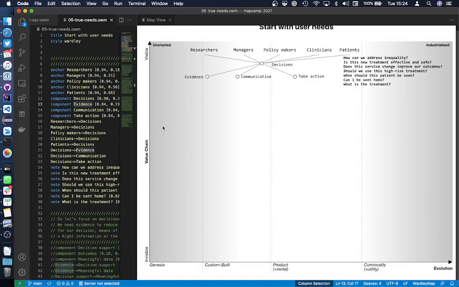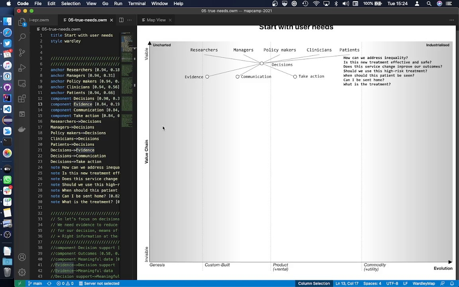So this is the final map actually. I think of users as researchers or managers or policymakers or clinicians or patients, and I'm going to try and draw out some of the parallels here and some of the questions you might be asking. We need to make a decision about, how do we address inequality in our population, or how do we judge that that treatment is safe? How do we improve our service and improve our outcomes? Should we use this high-risk treatment in this individual patient or in this group of patients?